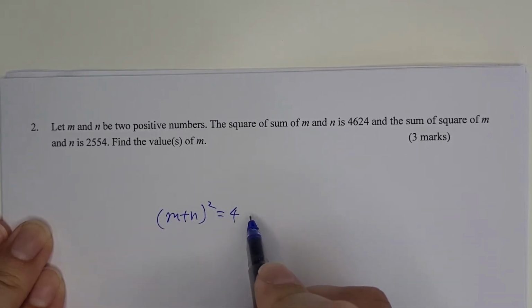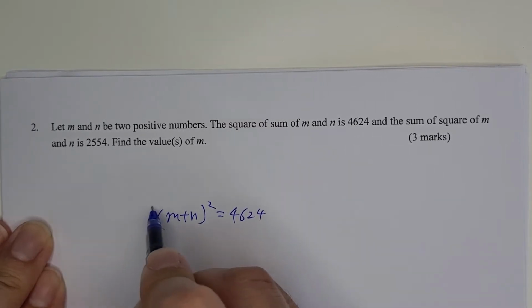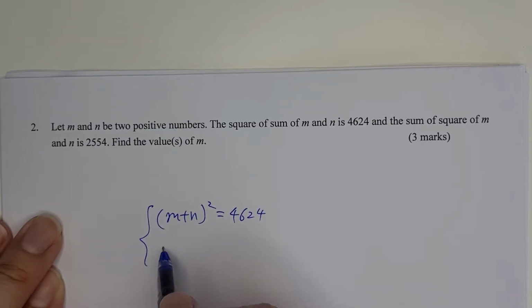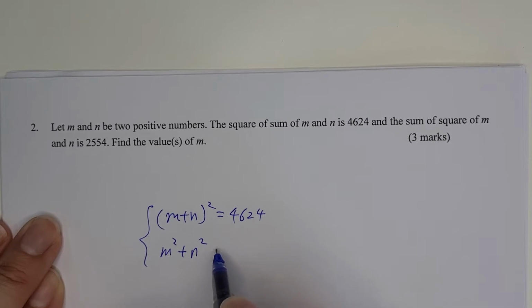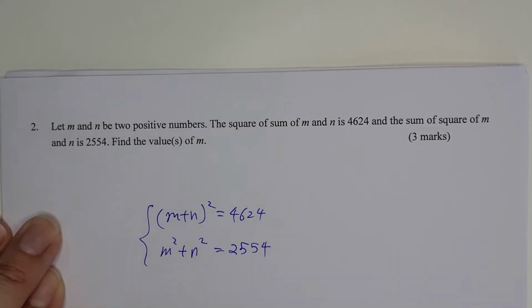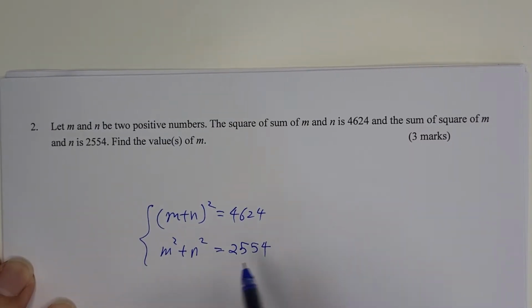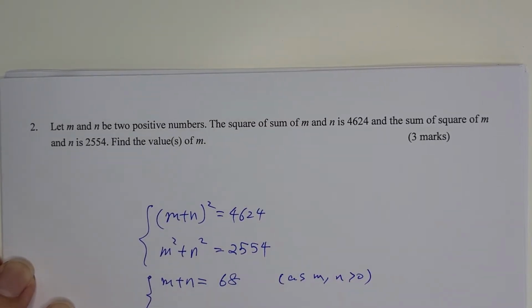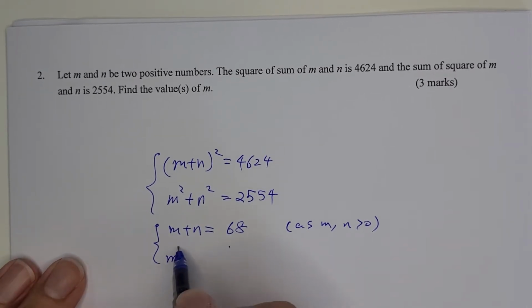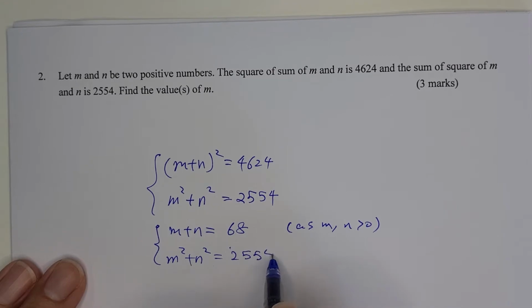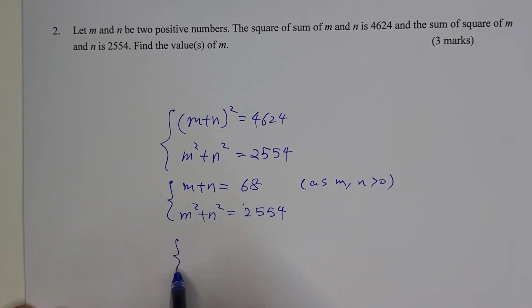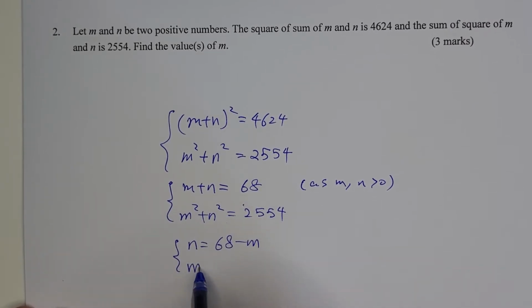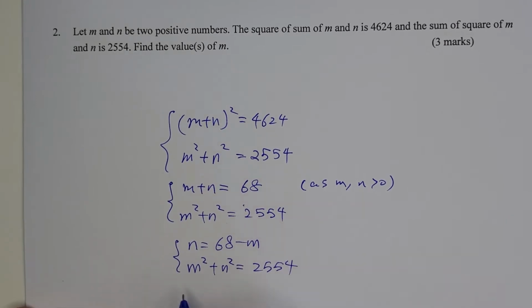You get 4,624. And the second equation, the sum of squares of m and n, that is m squared and n squared, and you add them together, that is 2,554. So there are two equations, two unknowns. For the first equation, you can get m plus n, that is 68. As m and n are both positive, when you add them together, it will not get negative 68. Also, m squared plus n squared equals 2,554. So you can make n the subject and then substitute the first equation in the second equation.